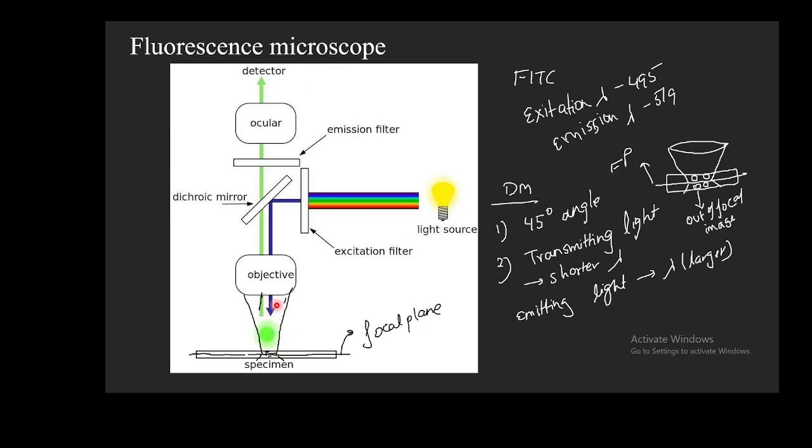Now what will happen? The light will be emitted, that will be of larger wavelength or lower energy, and then there will be the emission filter, and from the emission filter, that is going to be detected by the detector, which could be the photomultiplier tube as well. Okay, so this was the principle of fluorescence microscope.